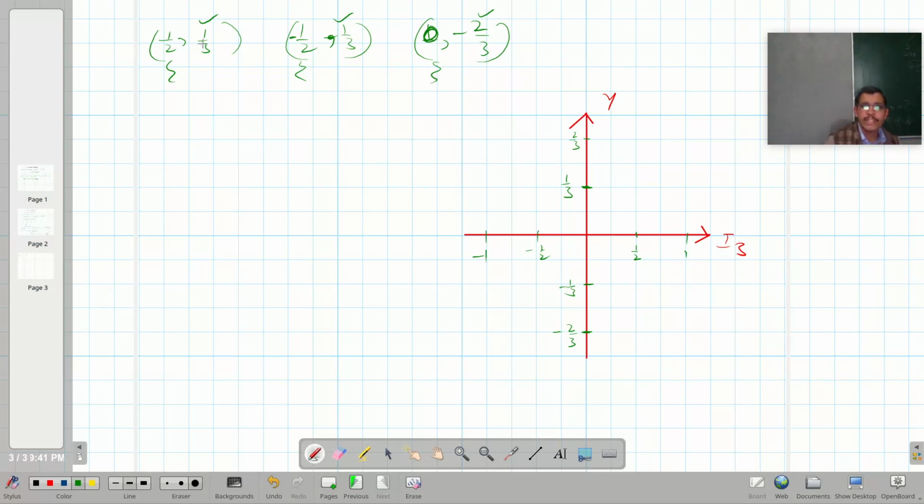So this point is where it is located: 1 by 2 and 1 by 3, so this point is represented here. Here the scale will be a little different along this axis. Similarly, another point is located at minus 1 by 2 and 1 by 3, and there is another point that is represented here.